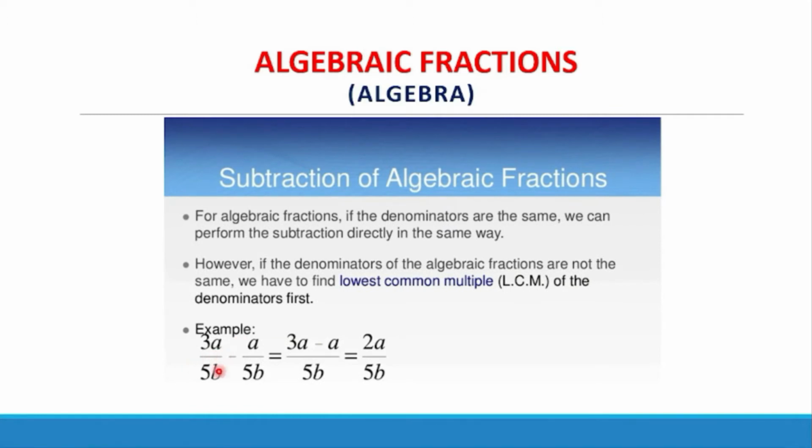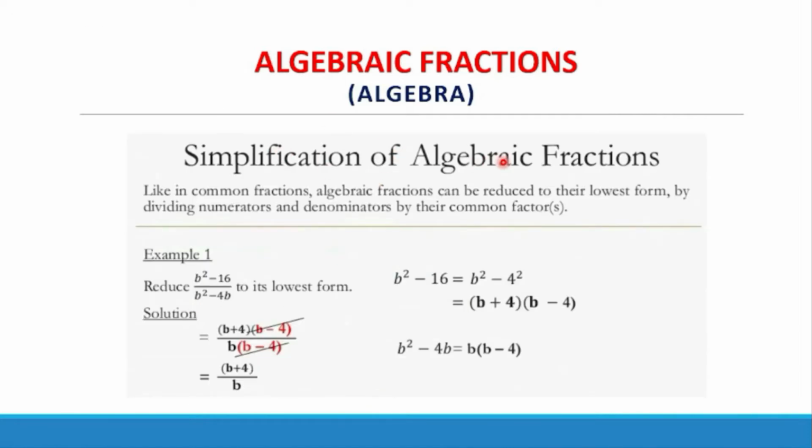Example, 3a all over 5b minus a over 5b. The lowest common multiple is 5b. So 3a minus a all over 5b, the LCM, is equal to 3a minus a is 2a all over 5b. So the value is 2a all over 5b.